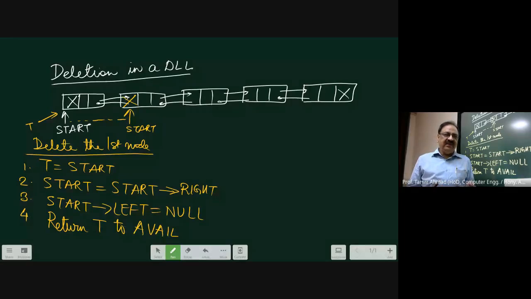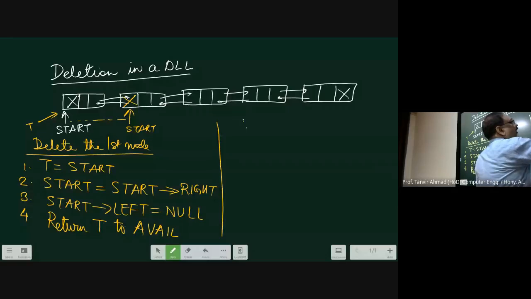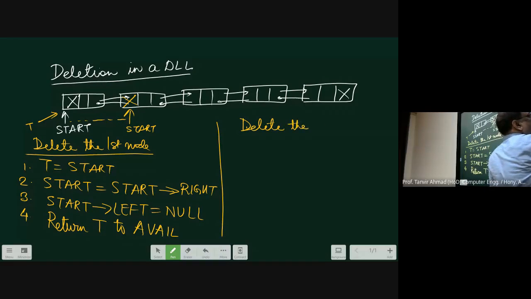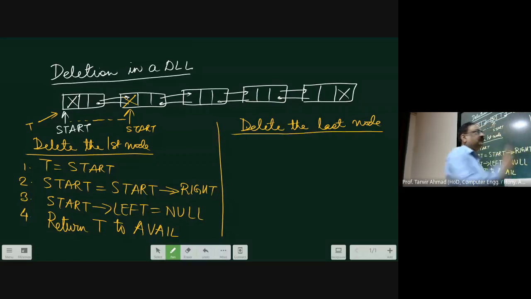Now, the second algorithm we will do is to delete the last node. If you remember in the single linked list, what we did was take two pointers and move them one by one, such that one pointer is before the second one. The moment that pointer reaches the last, the other pointer was just one before that. But here, there is no need because I already have a back pointer.